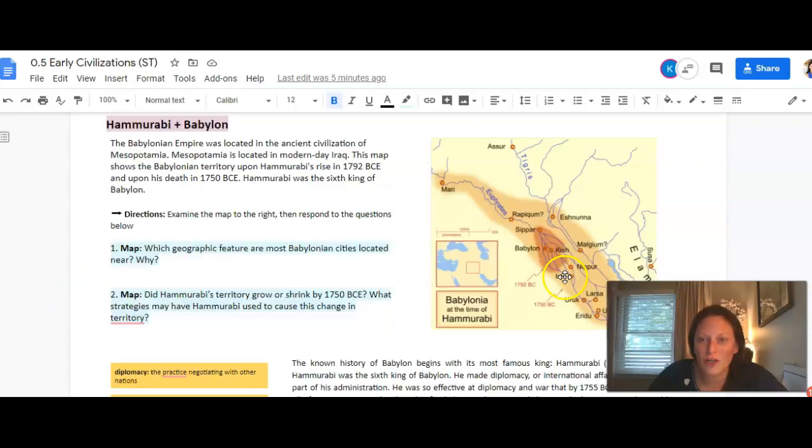So let's take a look at this map of Babylonia. So here's Babylon here, and I see that there are these blue squiggly lines everywhere, and we know that blue squiggly lines on a map represent rivers. So which geographic feature are most Babylonian cities located near? They are located near rivers.